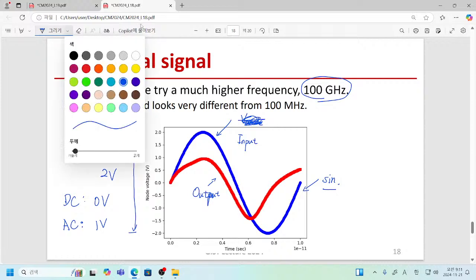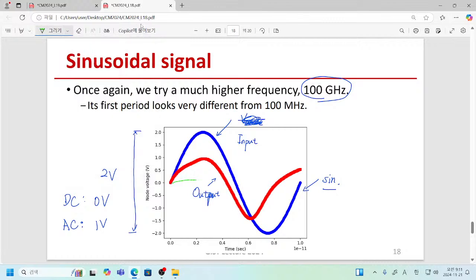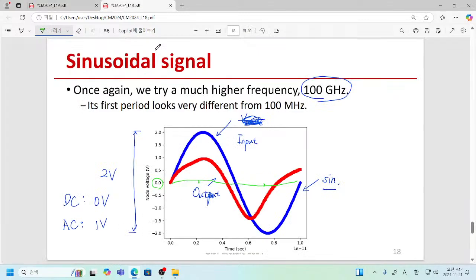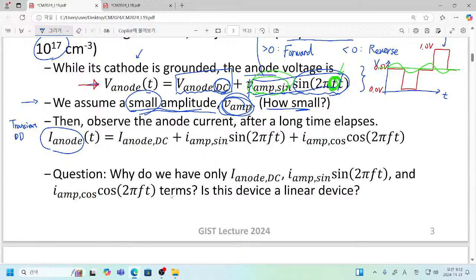Instead, what we are considering is just applying this one. So quite close to, for example, a certain number, and only a little difference from this value. So that is our currently assumed voltage form. Now, as you have seen, at the initial phase of your transient response, the shape seems to be quite not sinusoidal. But now let's observe the anode current, yes, here, after a long time has passed.